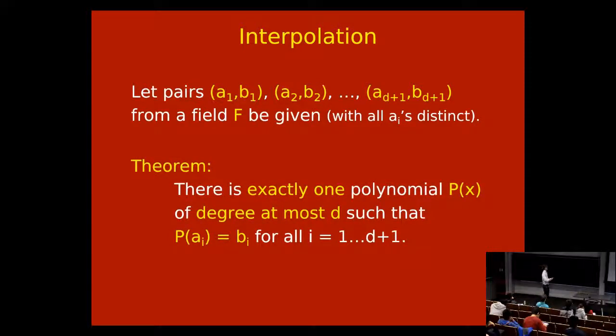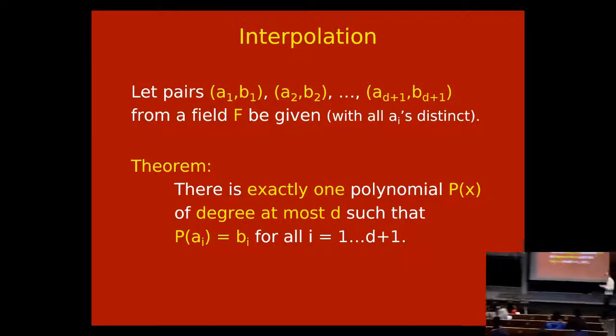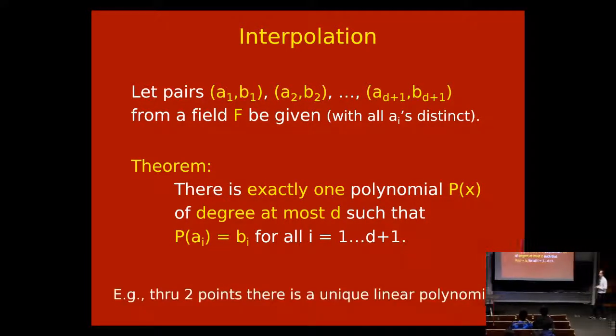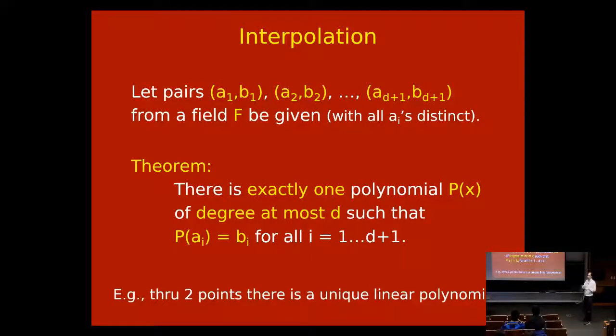Here's the theorem. If you have d plus 1 points, there's exactly one polynomial p of degree at most d that fits the data, that has all the desired evaluations. For example, if you have 2 points, it's like saying there's a unique linear polynomial, a degree 1 polynomial, that fits them. Just a familiar fact. Here d was 1.